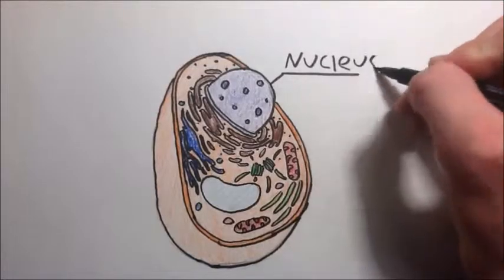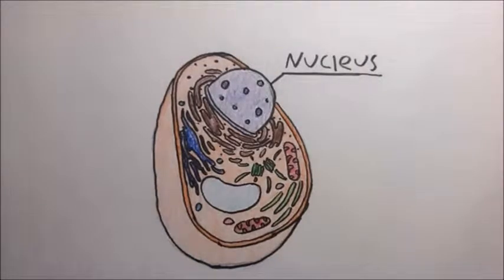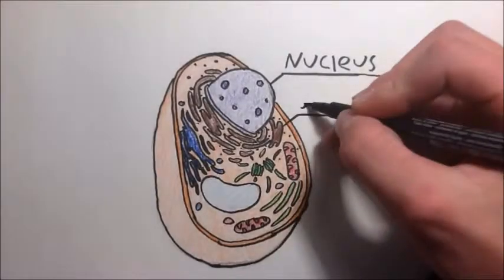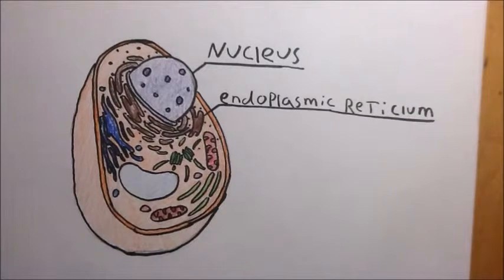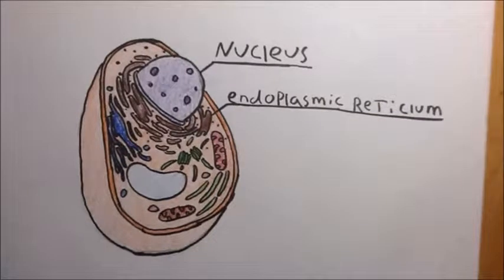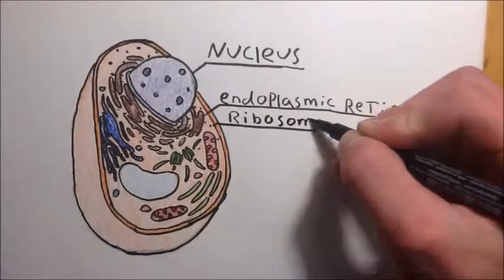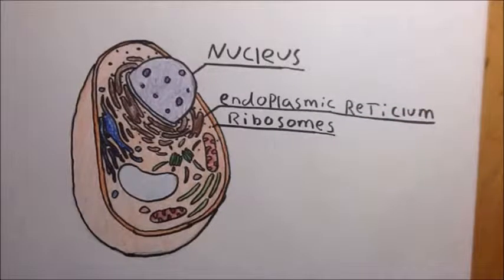The nucleus is the control center of the cell. It contains the cell's DNA, the instructions for making proteins and other important molecules. The endoplasmic reticulum is where lipid components of the cell membrane are assembled, along with proteins and other materials that are exported from the cell. Ribosomes are small particles found throughout the cytoplasm that produce proteins by following instructions from the DNA.